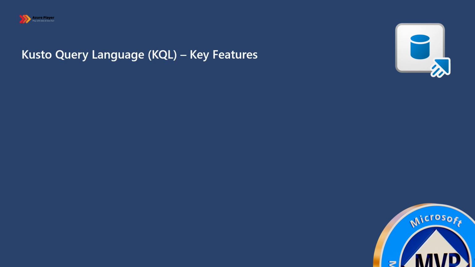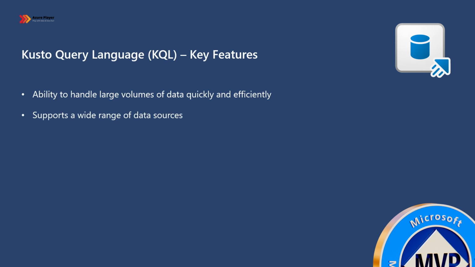One of the key features of KQL is its ability to handle large volumes of data quickly and efficiently. This capability makes it ideal for analyzing logs, telemetry data, and other types of big data. KQL also supports a wide range of data sources, including structured and unstructured data. Overall, KQL is a powerful and flexible query language that can help you gain insights into your data quickly and easily, whether you are working with Microsoft Fabric or other data sources.